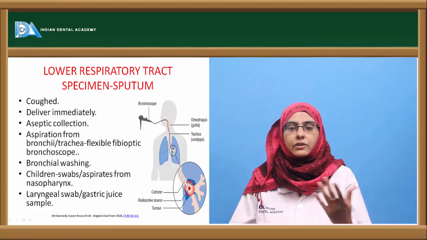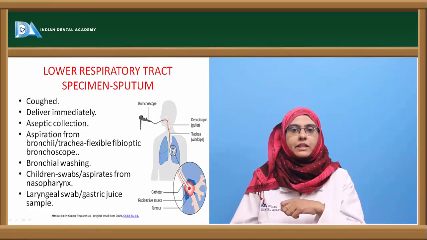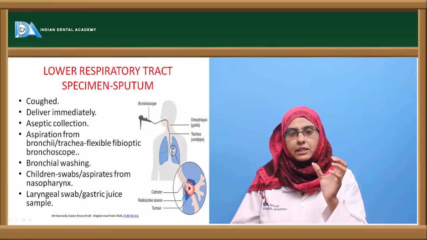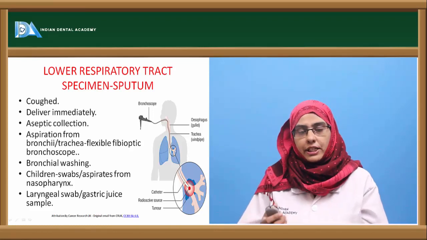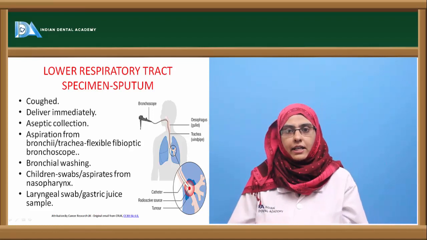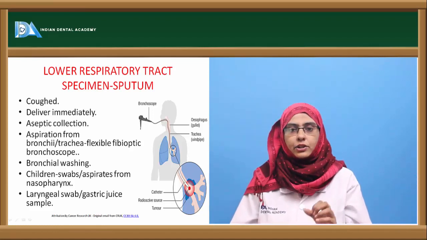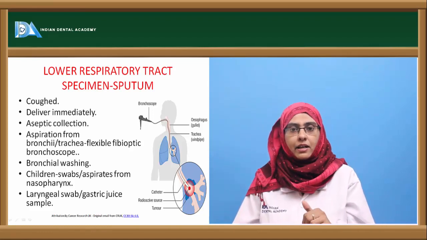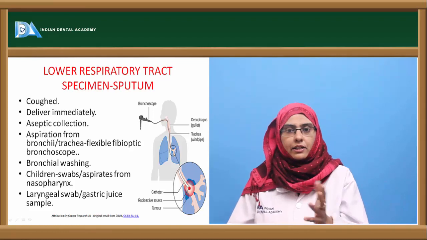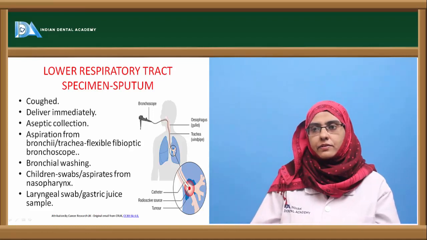So here we cannot make use of the swabs. We cannot insert them into the lower respiratory tract. So the best specimen that can be used over here is the sputum. Here the person is asked to cough, and the sputum is collected from the bronchial tree, and it should be collected in aseptic condition. Otherwise, when it gets mixed with the saliva, it might lead to contamination with the commensals. So here again aseptic conditions have to be followed to collect the sputum specimen.